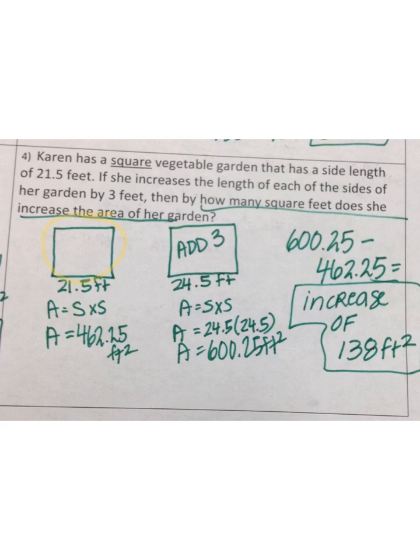So then we want to know the difference if she increases it. So if I add 3 to 21.5, I'm going to get 24.5. I then found the area side times side and got 600.25 feet squared. So we wanted to know the increase of the area. You take the new one, which is 600.25, and subtract 462.25, and I got that it's an increase of 138 feet.